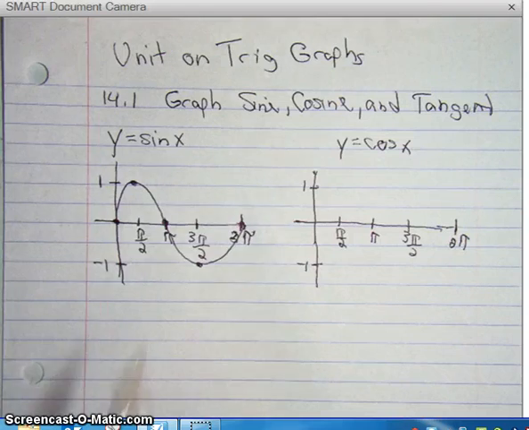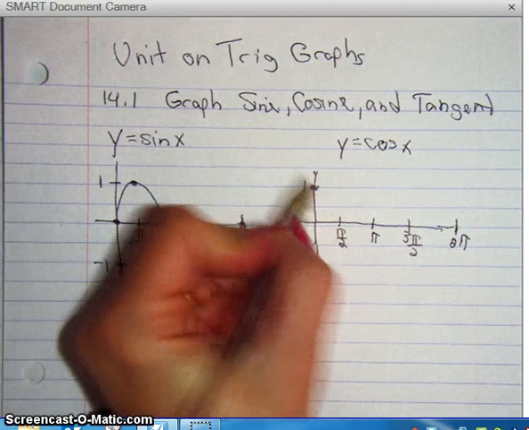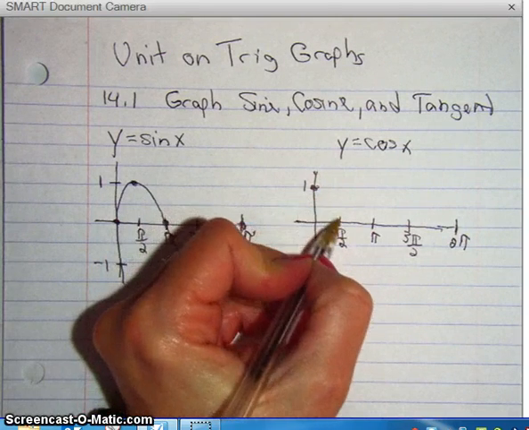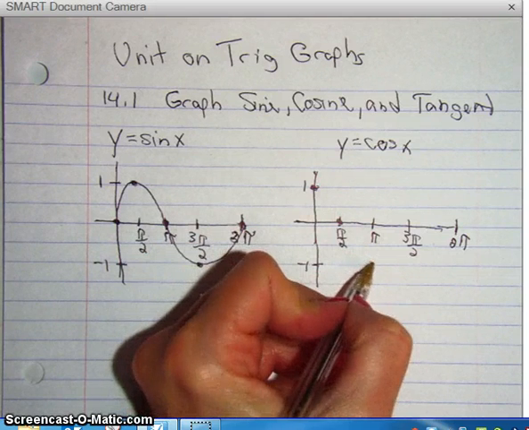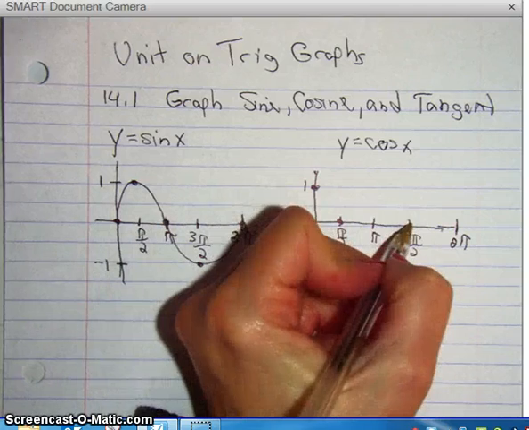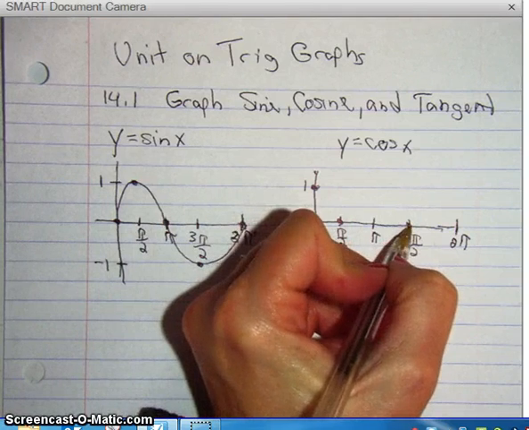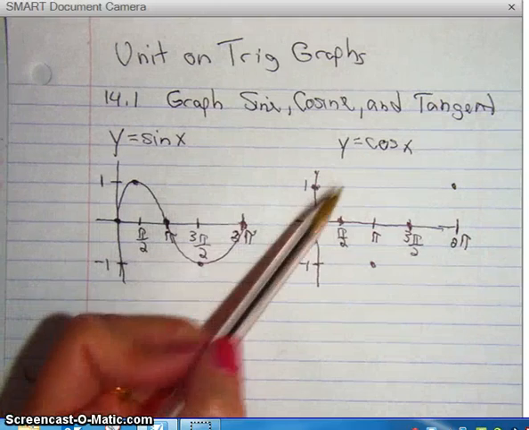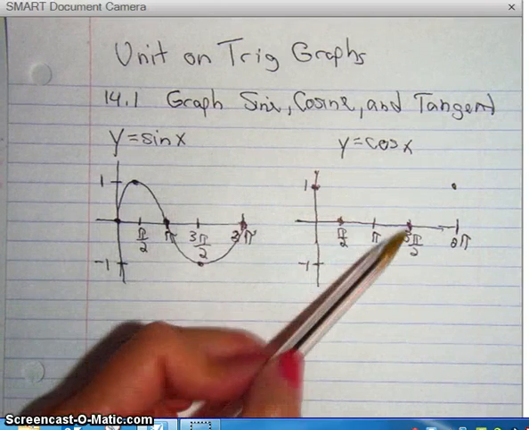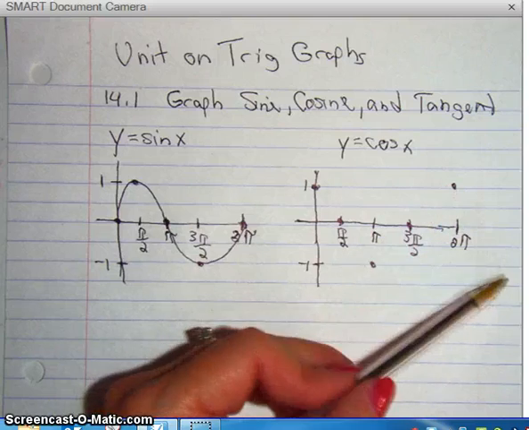Okay? Cosine starts where? Up or down? Up. First tick mark, we're coming down to an x-intercept. Next tick mark, valley. Next tick mark, x-intercept. Next tick mark, hill. So hill, x-intercept, valley, x-intercept, hill, and it'll keep going.